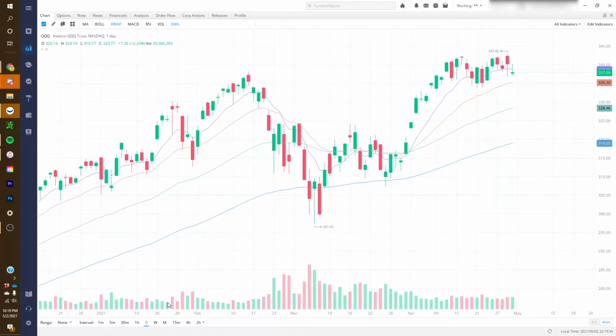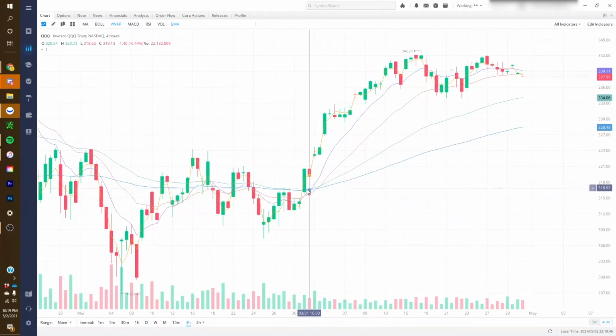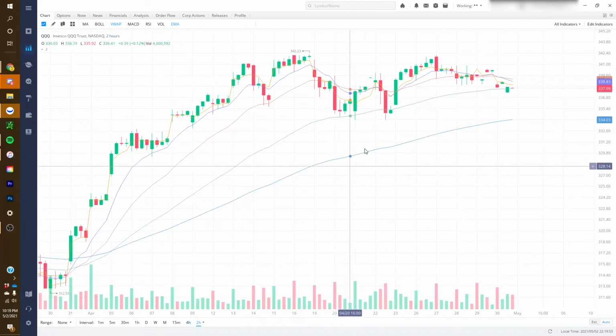So for the daily time frame, there's one candle per day. So this candle, it was one day that made up this candle. One full day made up each of these candles on the chart. For the 4 hour, each candle is showing you 4 hours of the stock trading. The 2 hour would be 2 hours for each candle, and so on.